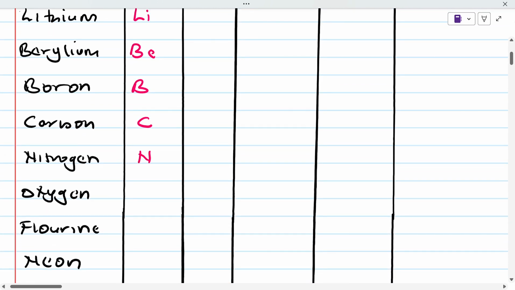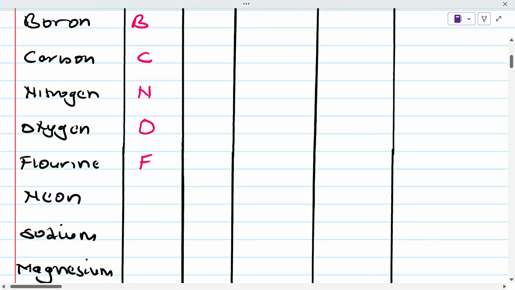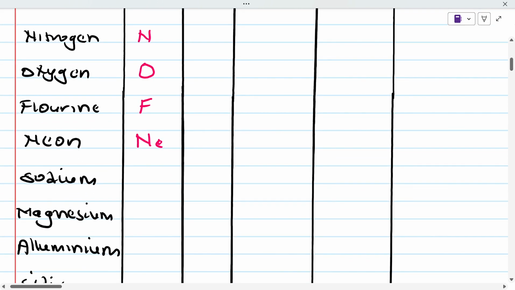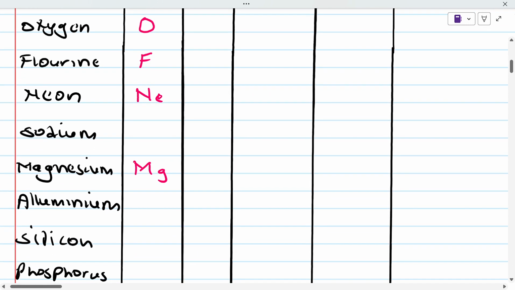Nitrogen, capital N. Oxygen, capital O. Fluorine, capital F. Neon, capital N, small e. Sodium, I'm going to skip sodium a little bit. Then magnesium is M, G. Aluminium is A, L.